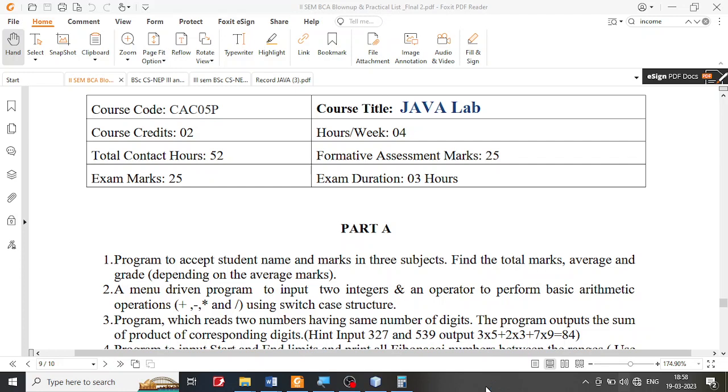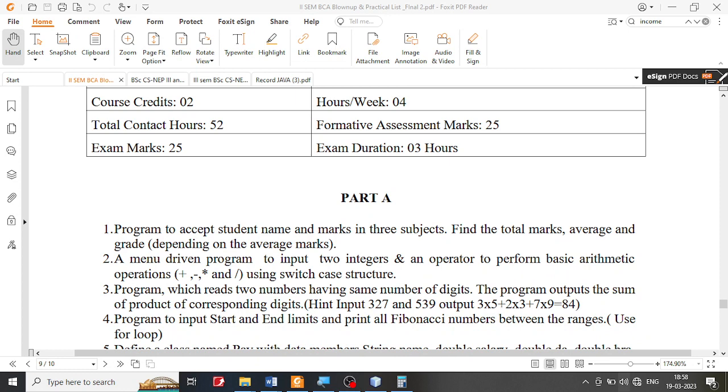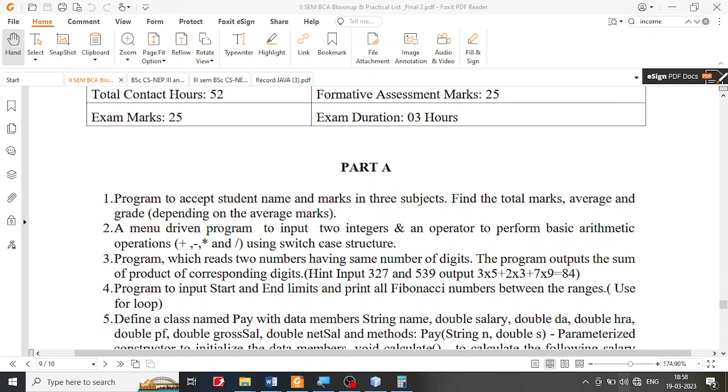In this session, we are going to solve the third problem in part A of the Java lab. The third problem reads as follows. This program reads two numbers having the same number of digits. For example, you have two numbers 327 and 539.